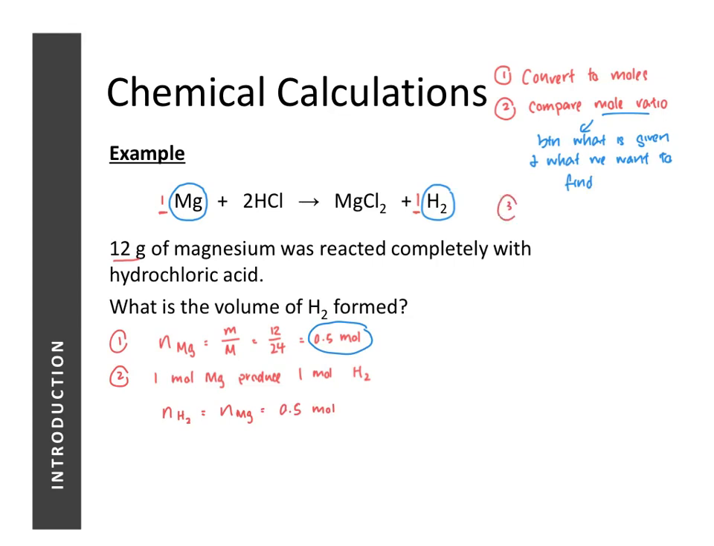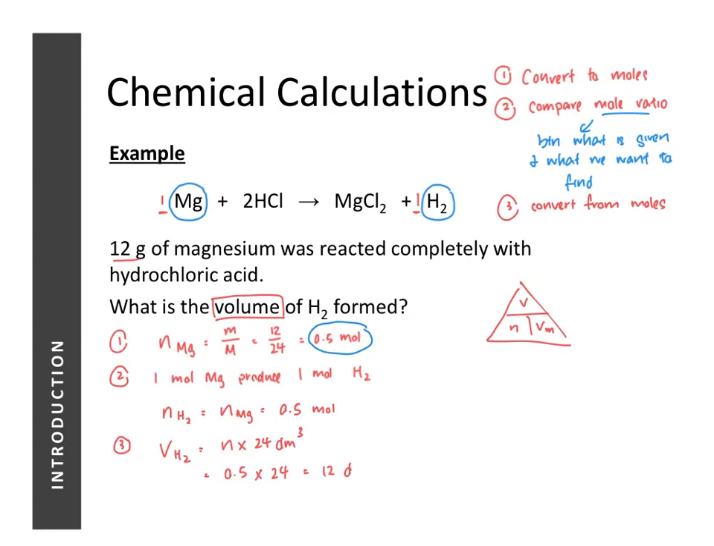Now step number 3 is to convert from moles. The question requires the volume of hydrogen, not the number of moles. So now, after finding the number of moles of hydrogen, we need to convert it to whatever is required in the question. And how do we do that? Since they want volume, you need to recall the relevant triangle to use. So using the triangle, we can find that the volume of H2 is equal to number of moles times 24 dm cubed. Okay, so that will give us 12 dm cubed.